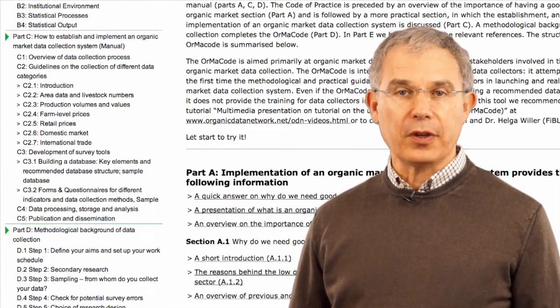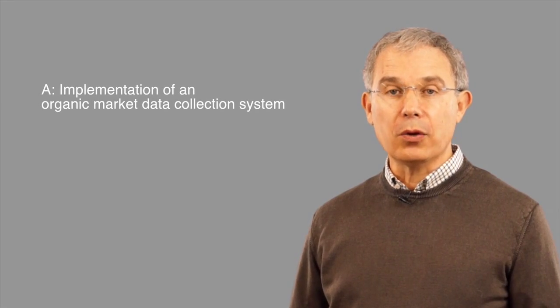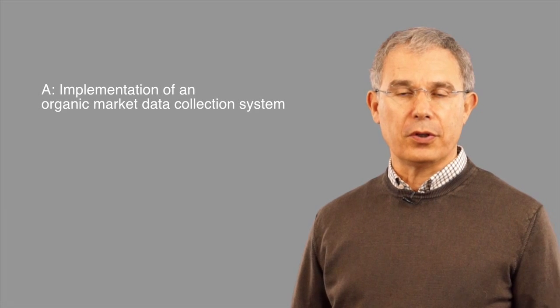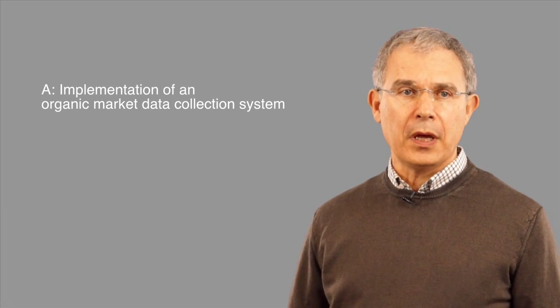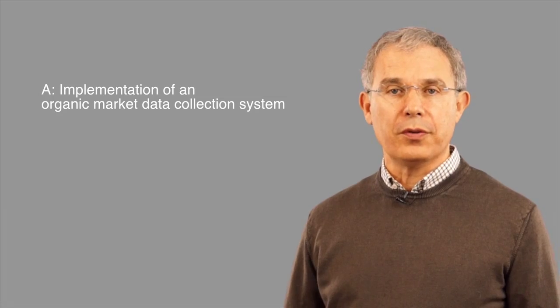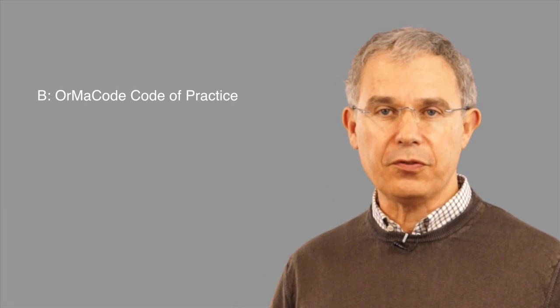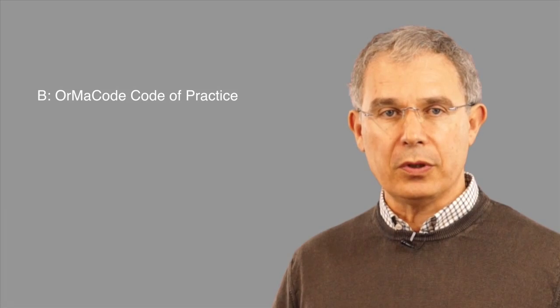The first section, Section A, is about how data are currently collected, the state of the art of organic market data collection in Europe. It's also about how an organic market data collection system should be implemented. Part B is actually the real code of practice, where a list of principles are developed on how data should be collected and checked for their quality.